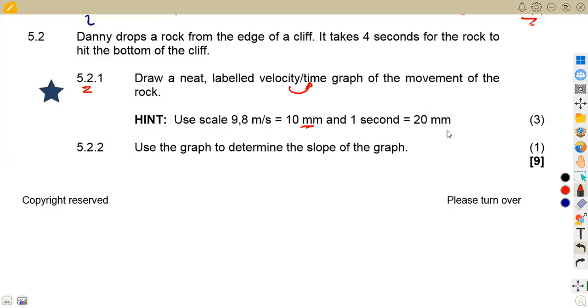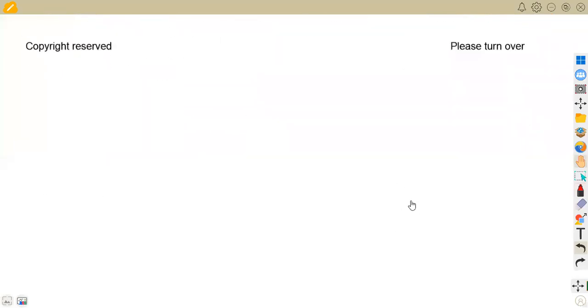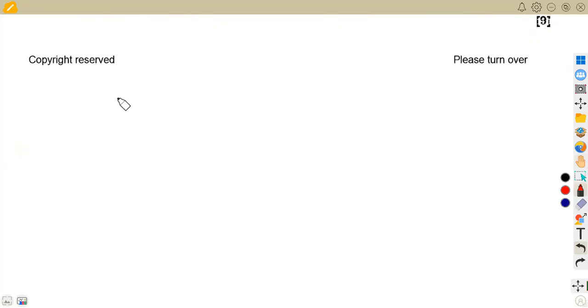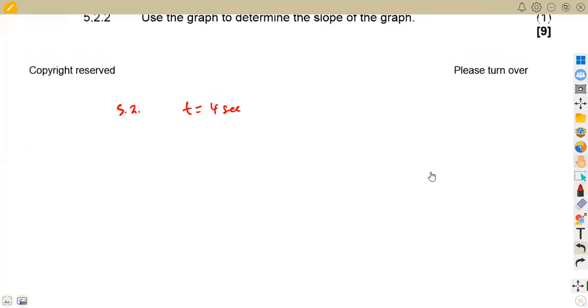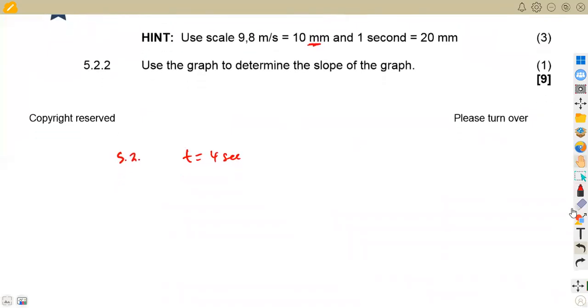So you were going to actually have this as an accurate diagram, but as for me, like I said, I'm not going to use it as an accurate diagram. I'm just going to show you what you're supposed to do. So take note, the time is 4 seconds. Let's just have our information here. So this was 5.2. Our time is supposed to be 4 seconds. And we are given 9.8 meters per second, which is equivalent to 10 millimeters. That is, 10 millimeters simply means 1 centimeter. Remember, 1 centimeter is equal to 10 millimeters.